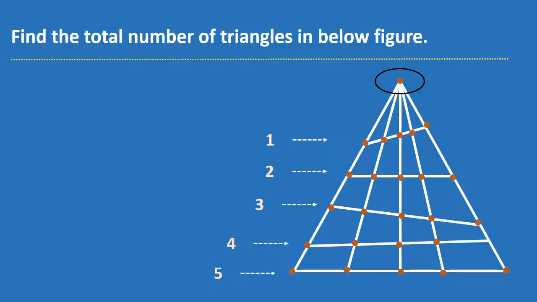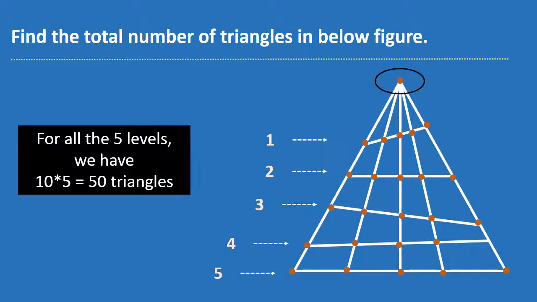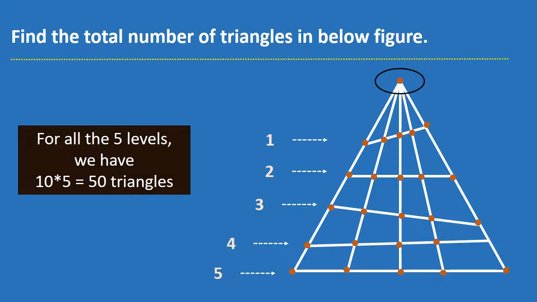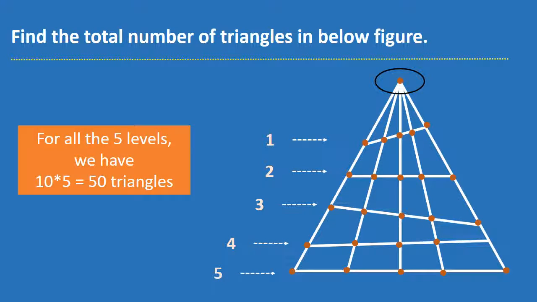Now because level 1 has 10 triangles, and the same thing follows for levels 2, 3, 4 and 5, in total we have 10 into 5, that is 50 triangles. So in the figure shown, we have in total 50 triangles.